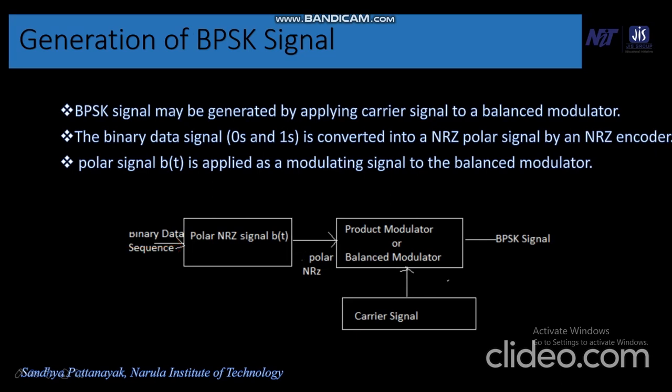When the signal is converted to polar form, this polar format of the digital data is applied to the product modulator, and then you apply the carrier waveform to the BPSK modulator section. The output is a BPSK waveform. In this way we generate a BPSK waveform.